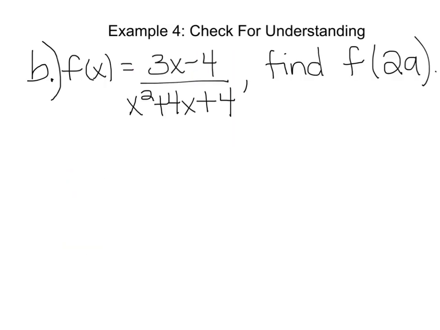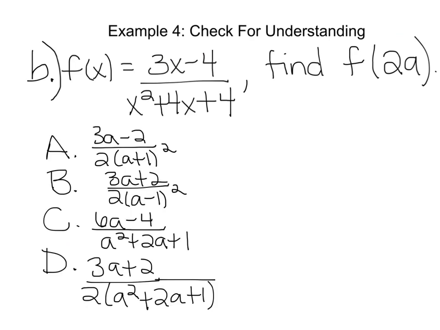In example 4, check for understanding, part B, f of x equals (3x minus 4) divided by (x squared plus 4x plus 4). I want you to find f of 2a. You have 4 choices, A, B, C, and D. Select your answer and press submit.